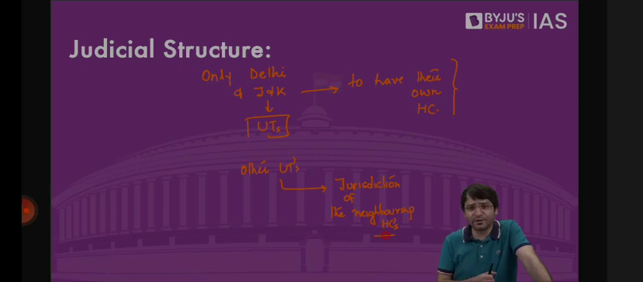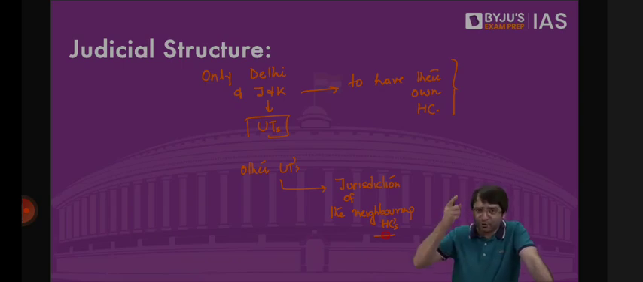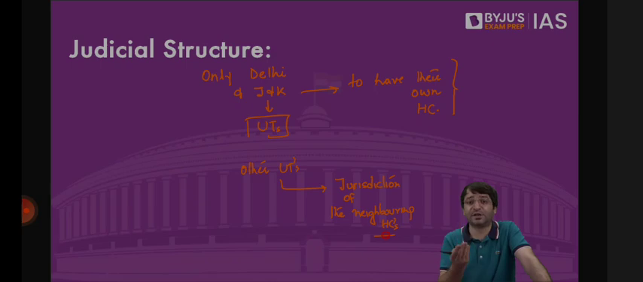Because if there are cases filed in the district court, you have to file an appeal. You can't directly go to the Supreme Court. You have to go through the high court route. Only Delhi and J&K, these are the 2 UTs which have their own high courts. All other UTs, they come under the jurisdiction of the neighboring high courts.